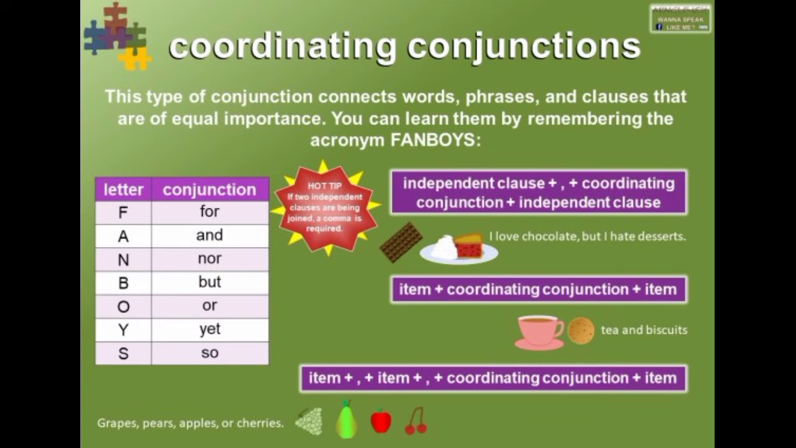And there is one acronym made here, that is FANBOYS. This acronym is a way to make it short so that we can learn very easily. F stands for for, A for and, N for nor, B for but, O for or, Y for yet, and S for so. So these are the seven letters which are used in sentences, words, or phrases.